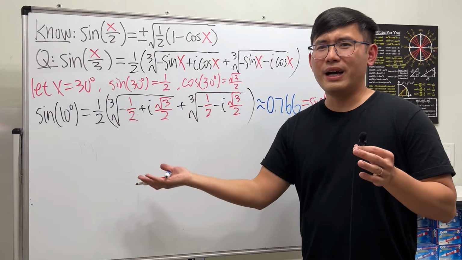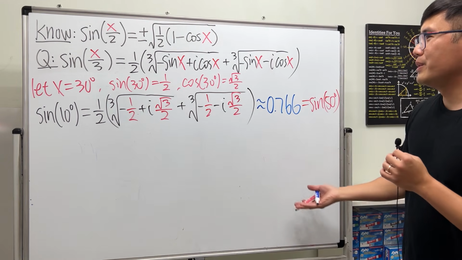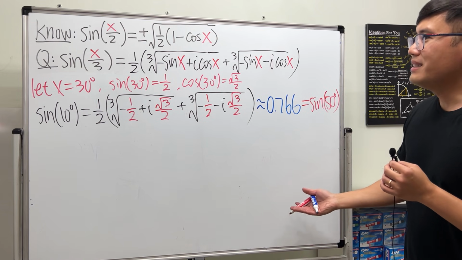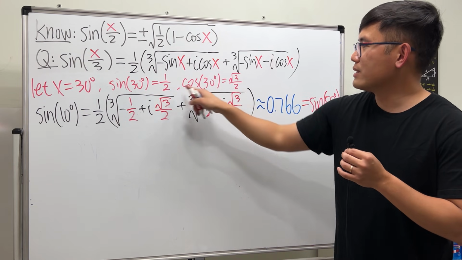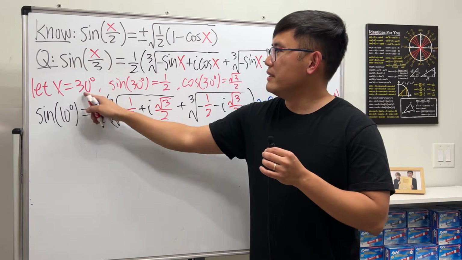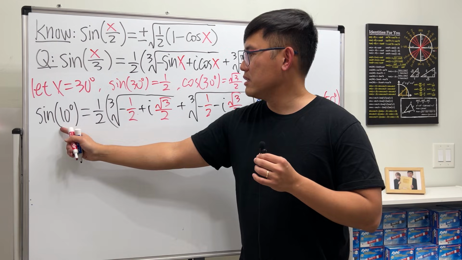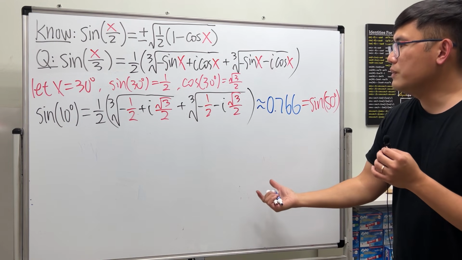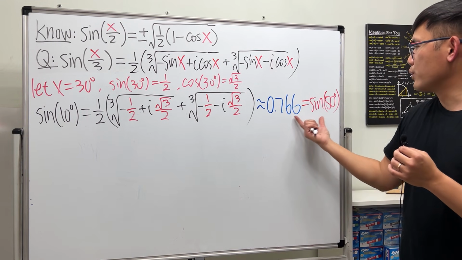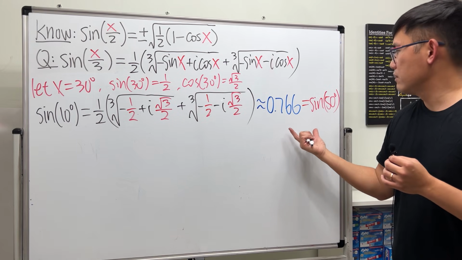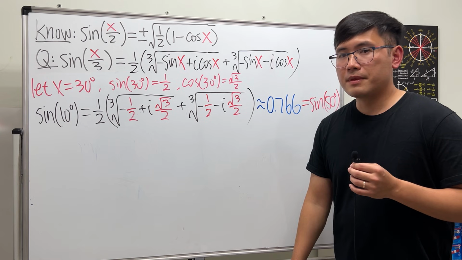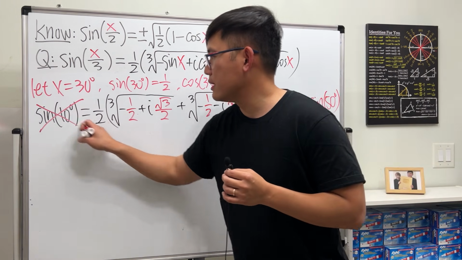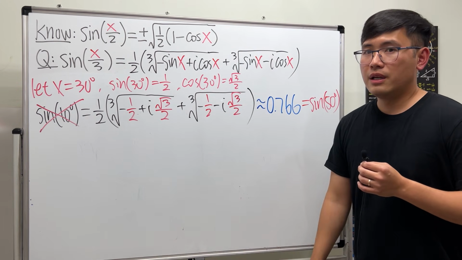So why? What are we talking about? Why is it that I plug in 30 degrees, so I worked out all these numbers, and 30 degrees divided by 3 gives me 10 degrees, but all of a sudden, this value is actually sine of 50 degrees? So I should cross this out. It's not sine of 10 degrees.